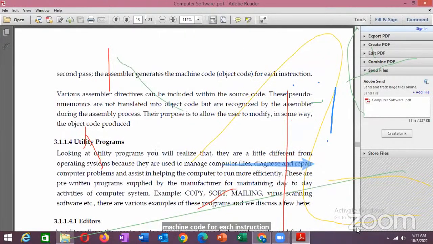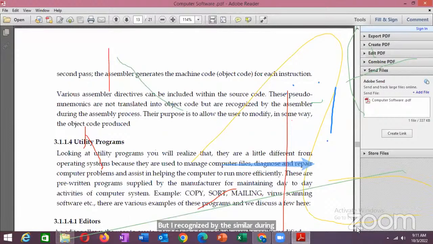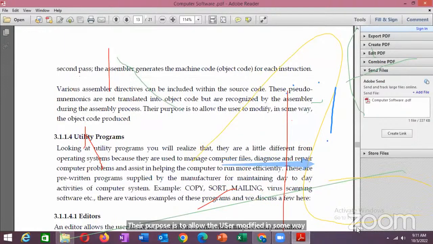So various assembly directives can be included within the source code. These pseudo-mnemonics are not translated into object code, but are recognized by the assembler during the assembly process. Their purpose is to allow the user to modify in some way the object code produced.